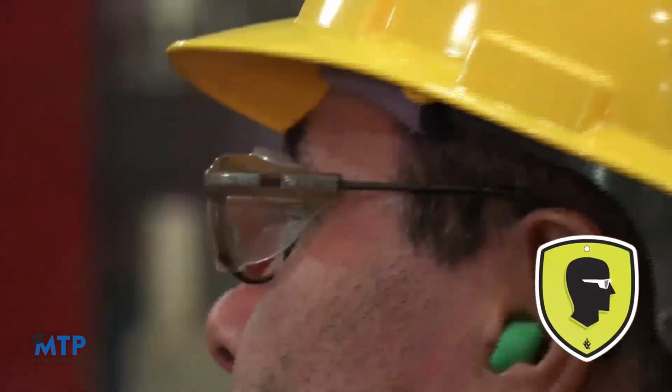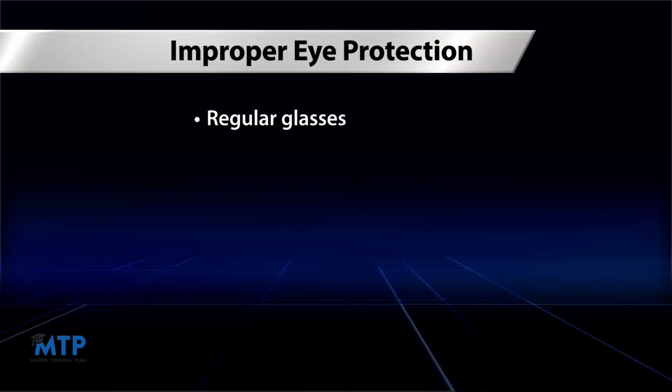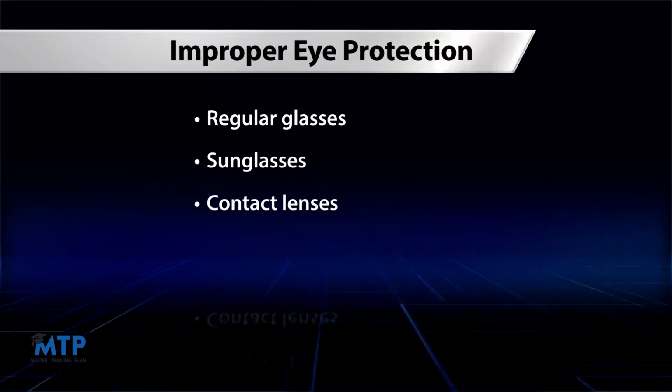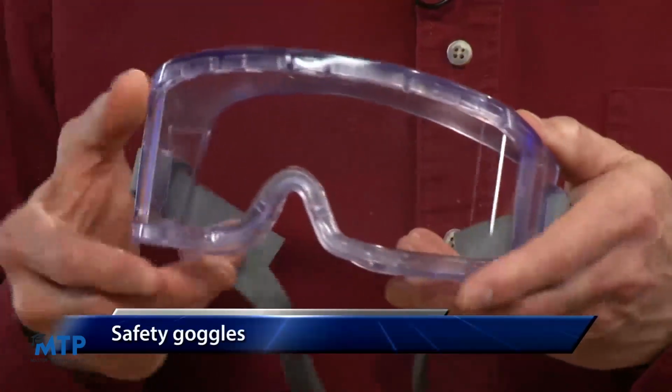Glasses with side shields provide additional protection all around your eyes. Regular glasses, sunglasses, or contact lenses don't provide any eye protection, so always wear safety glasses. Some models are designed to be worn over regular glasses. Safety goggles protect against sparks and impact hazards. They offer the best protection from chemical splashes.